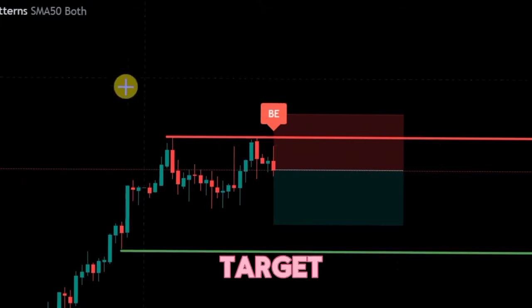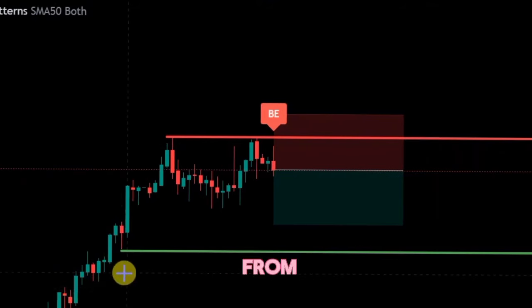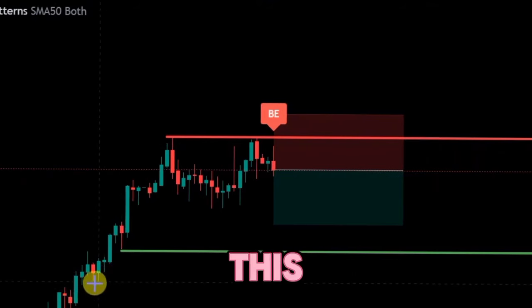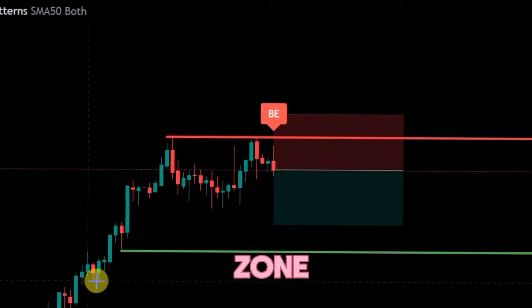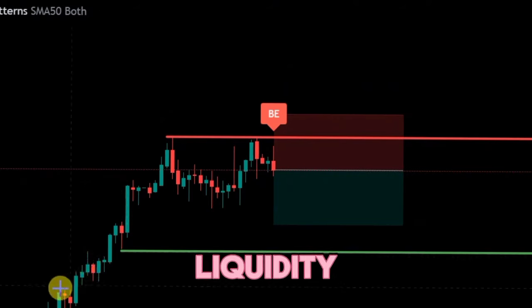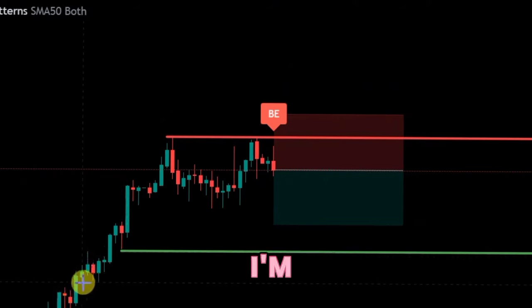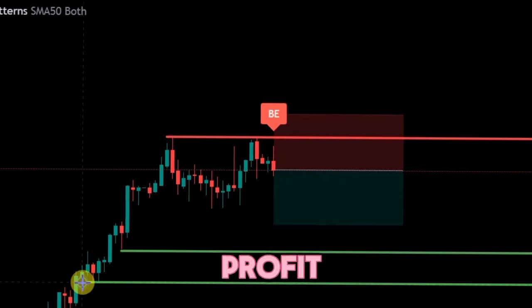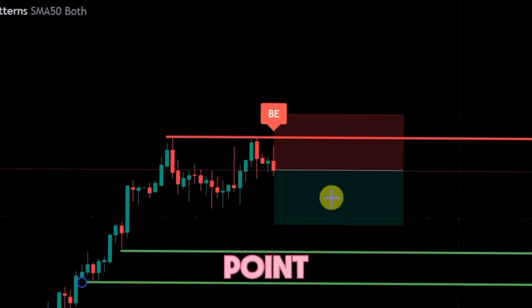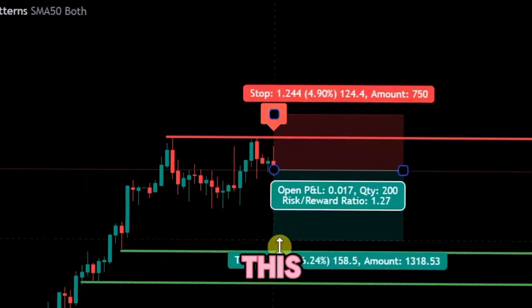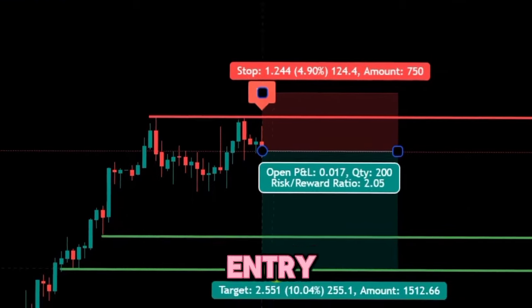Now, if you want to target further price targets, I would advise you don't go further from your take profit one. So this price point, we have a liquidity zone here as well, so if I'm to target my second take profit area, it will be this price point right here. So let's adjust our entry to see what's up.